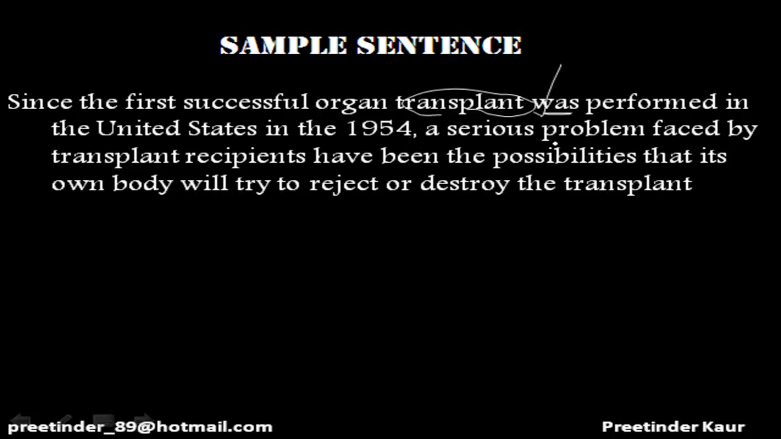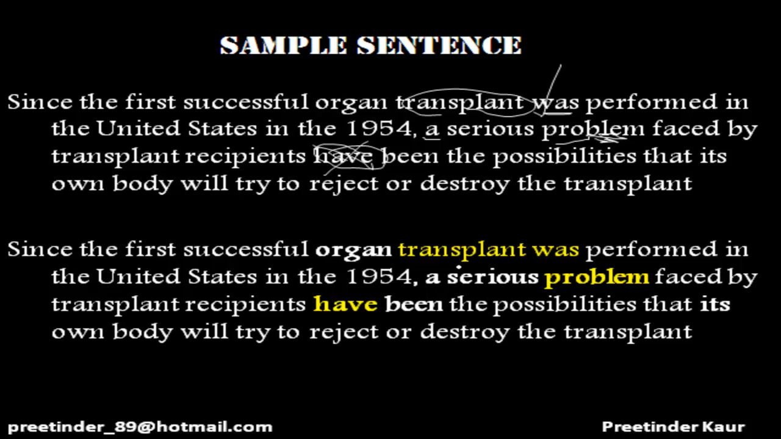Was performed in the United States in 1954. A serious problem. Now have a look at over here, a serious problem. Now this is singular because it's just one problem, a serious problem faced by the recipients. Has been, it should be has, not have. So definitely this is the error over here. A serious problem faced by transplant recipients has been the possibilities that its own body will try to reject or destroy the transplant. So have a look at what the sentence is saying. So yes, transplant was is correct. A serious problem should be followed by has, not have. So have is absolutely wrong.